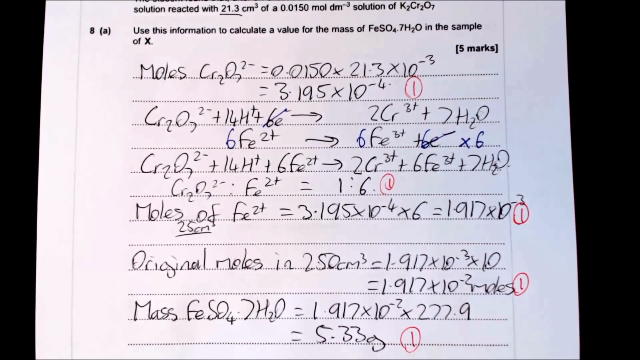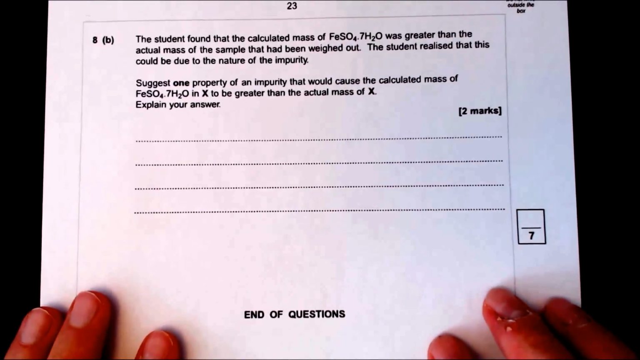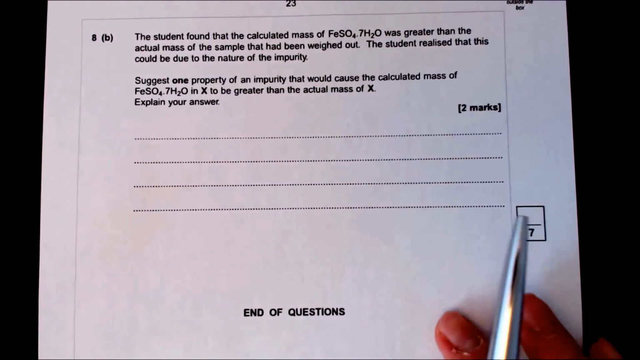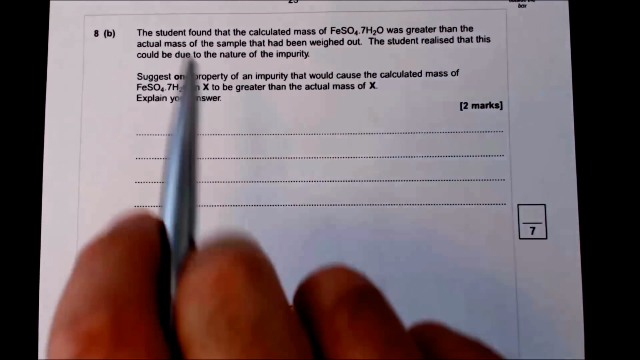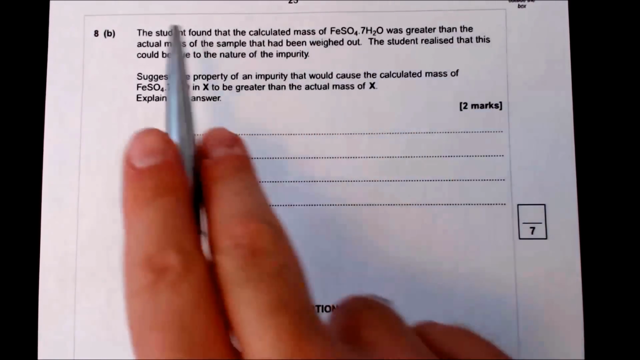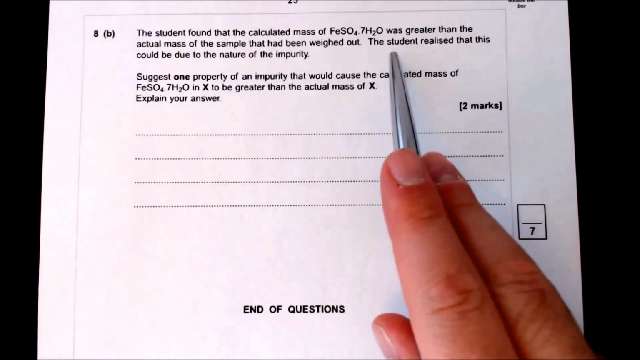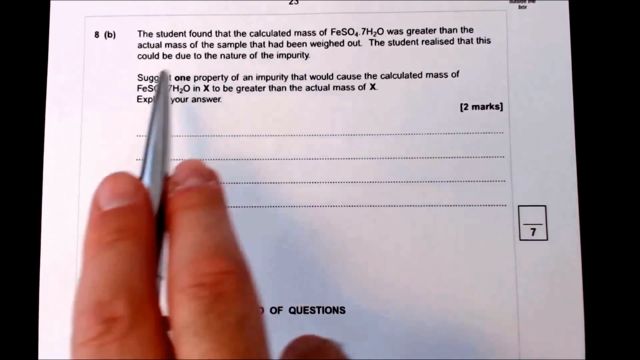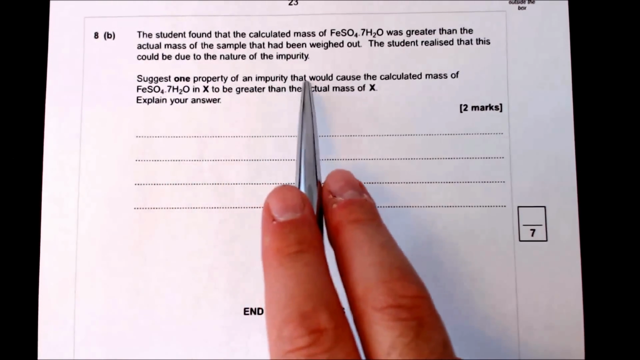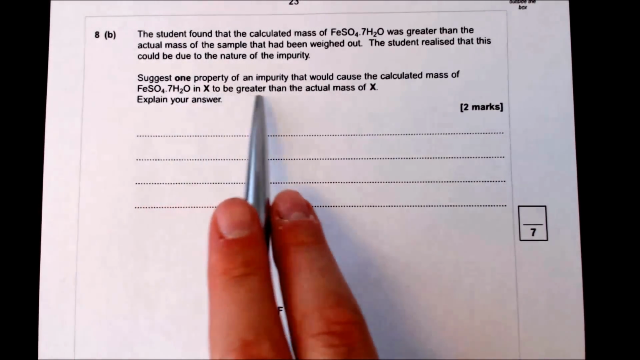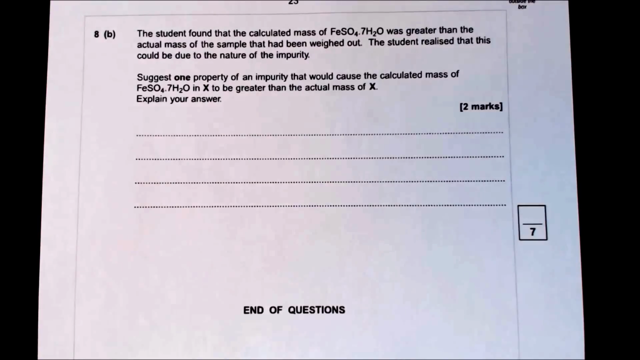All right, okay, and finally on to the last question. So this is 8b, and this is a little bit of how science works, just to finish off. And it's basically saying the student found that the calculated mass of FeSO4.7H2O was greater than the actual mass of the sample that had been weighed out. The student realized that this could be due to the nature of the impurity. Suggest one property of an impurity that would cause the calculated mass of FeSO4.7H2O in X to be greater than the actual mass of X.